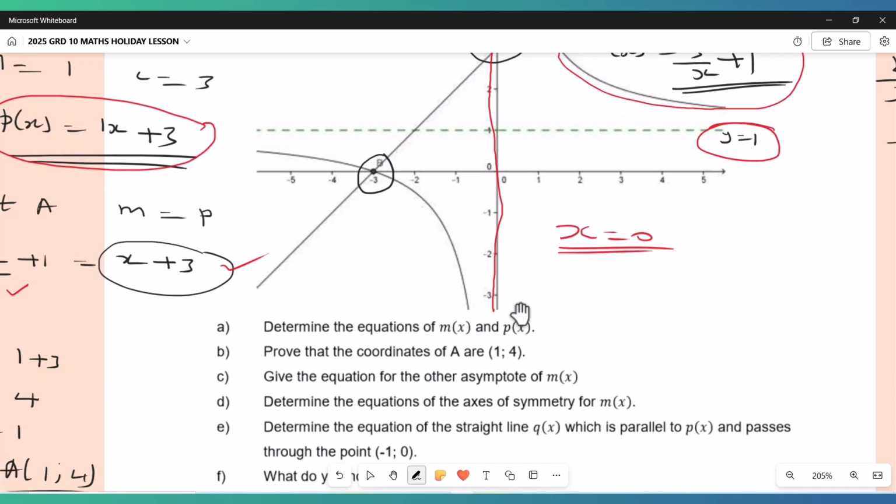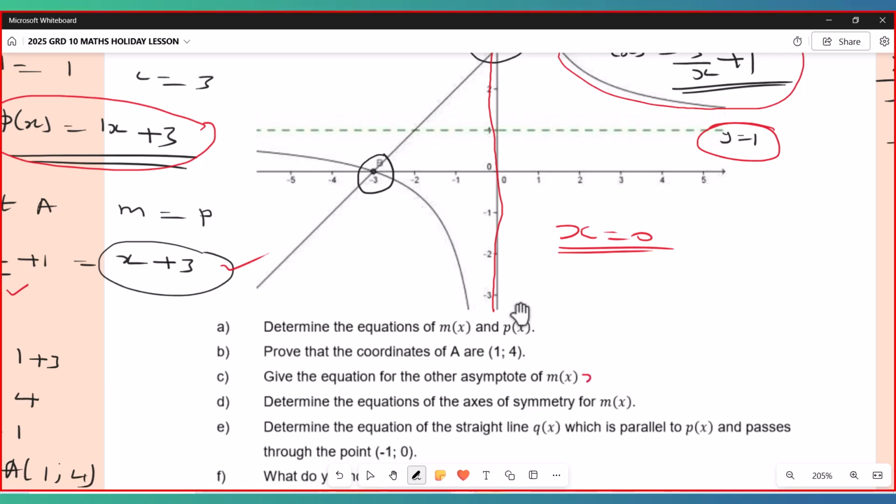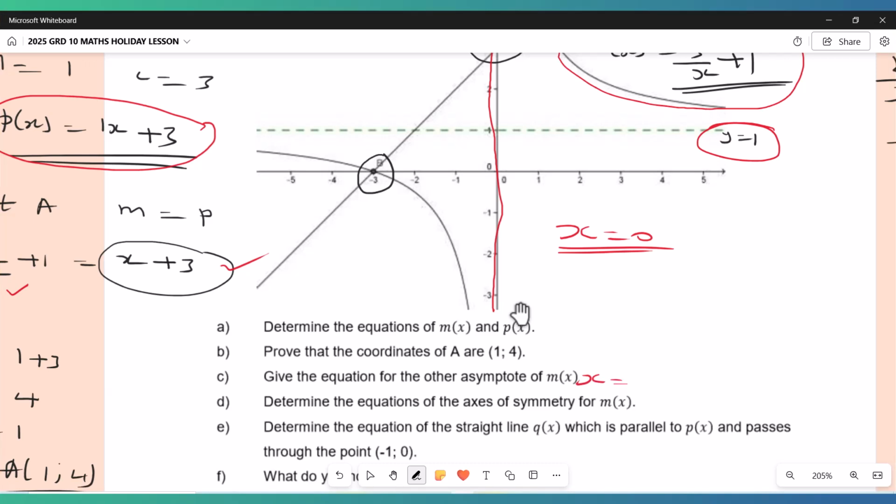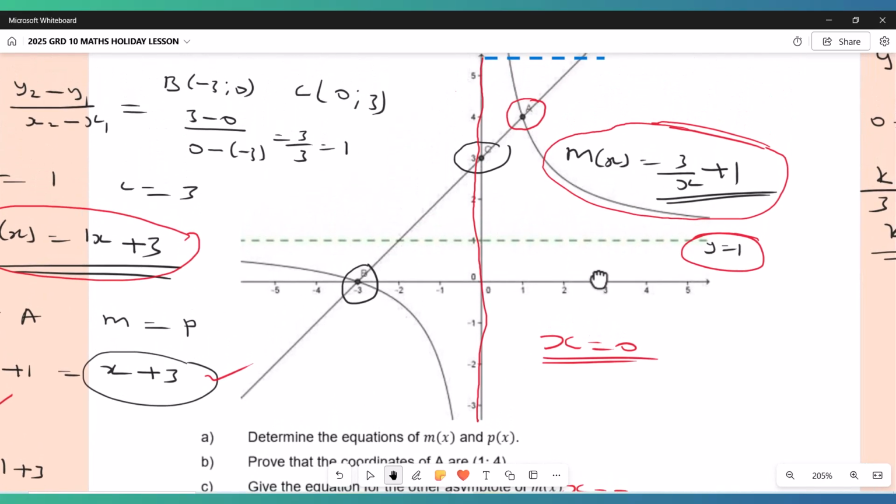So here we're calling it what? X equals 0. Now they say determine the equations of the axis of symmetry of M. Now our M, which is the hyperbola, this one here, has got two lines of symmetry.